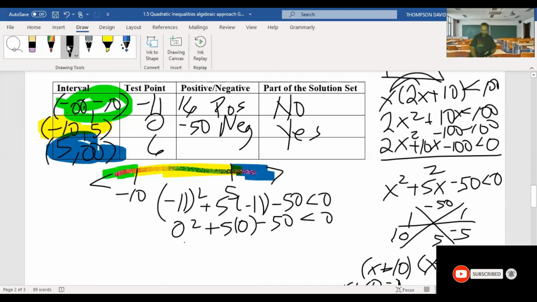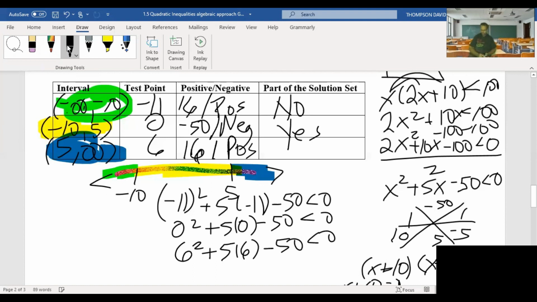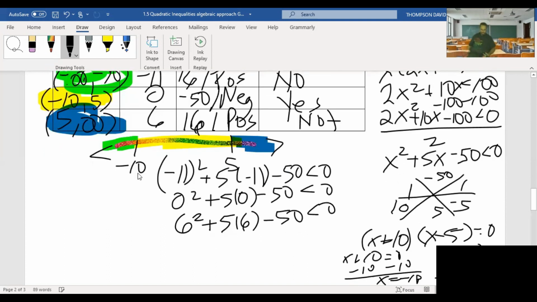And then we'll plug in 6. 6 squared plus 5 times 6 minus 50 is less than 0. And that's 16, which is positive. And anything positive can't be less than 0, so that's not part of the solution set. So in our equation, we can say anything from negative 10 to 5 is part of the solution set.